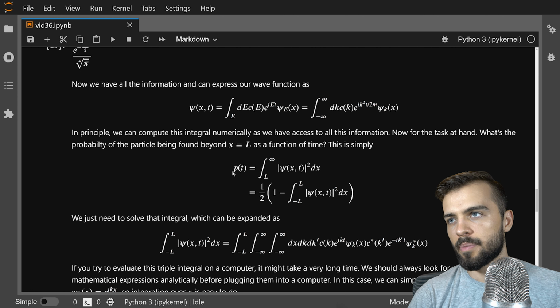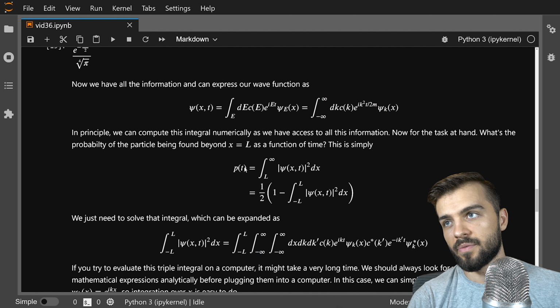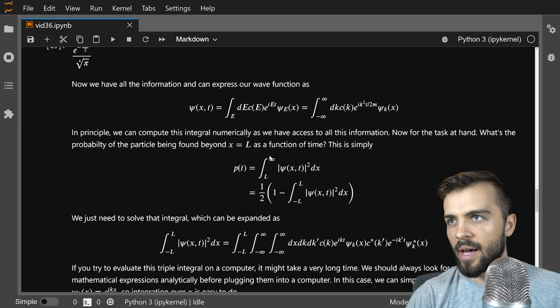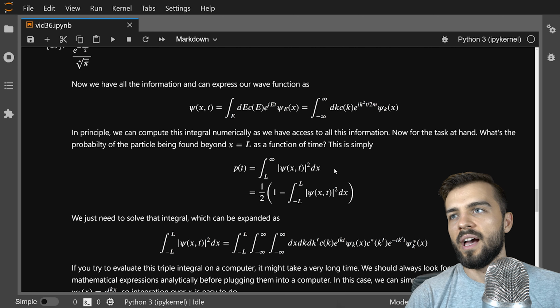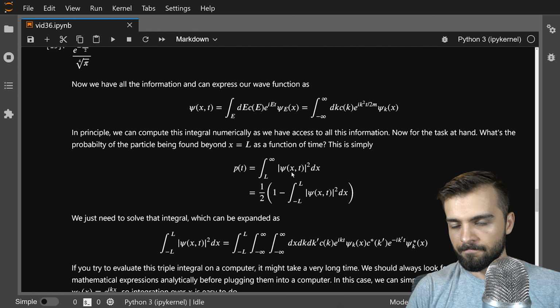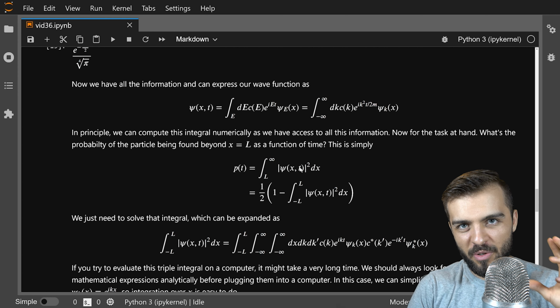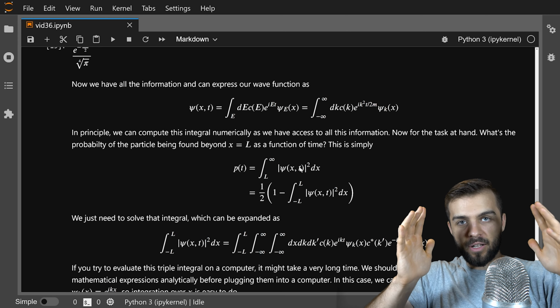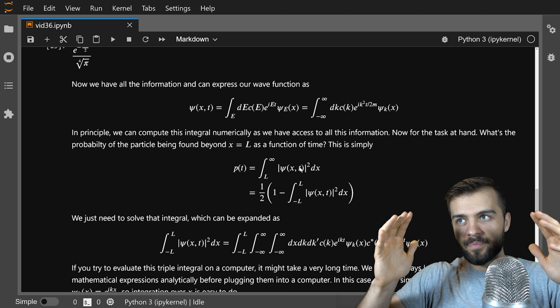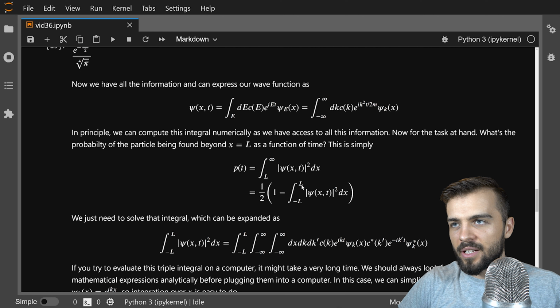Well, p of t, the probability of finding it beyond x equals L as a function of time, is just the integral from L to infinity of the modulus of the wave function, the square of the wave function, integrated over this range. So remember that our wave function is symmetric in x. So the probability of it being found beyond x equals L or beyond x equals negative L is just 1 minus the integral from negative L to L of psi squared.